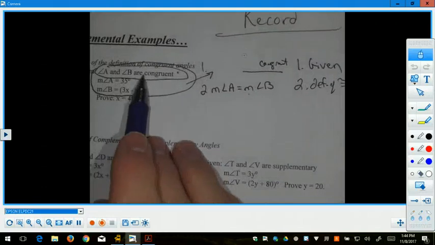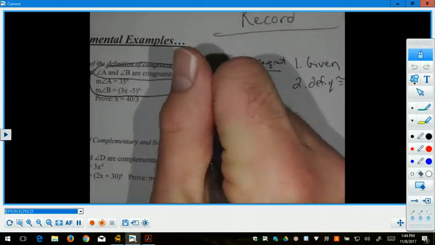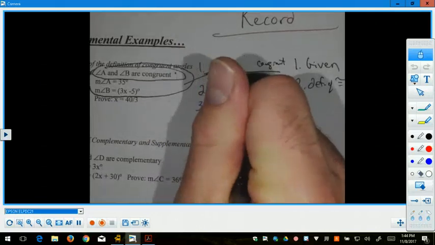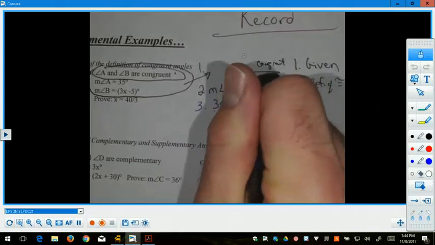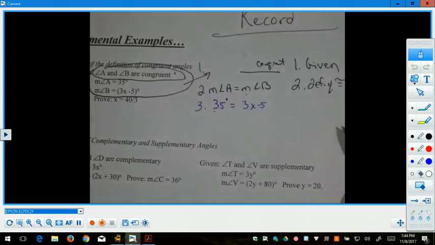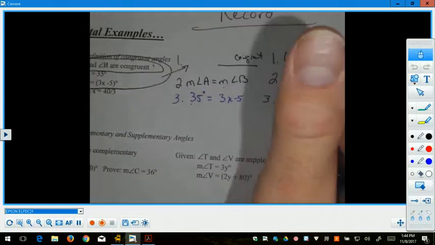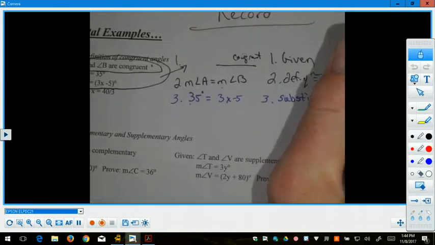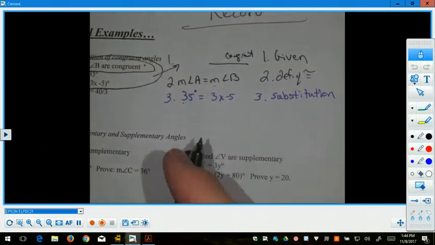Now we are also given expressions for the measure of angle A. So I'm going to plug those in. This is angle A right here, 35 degrees. This 3x minus 5 is angle B. And so all I've done is plug it in. So my justification is that I used substitution, which I do need to write out.